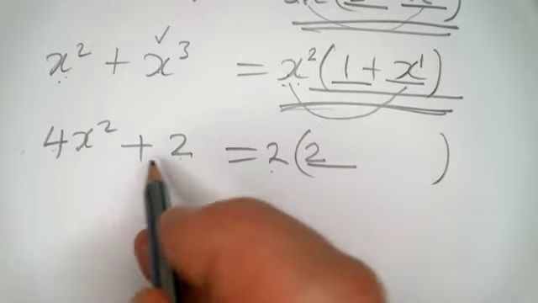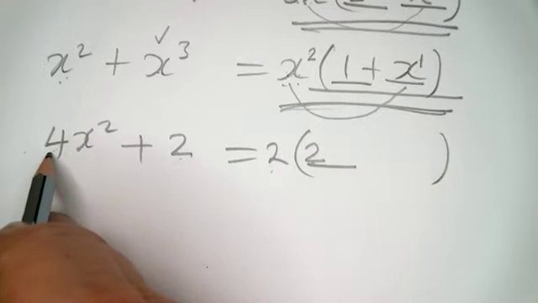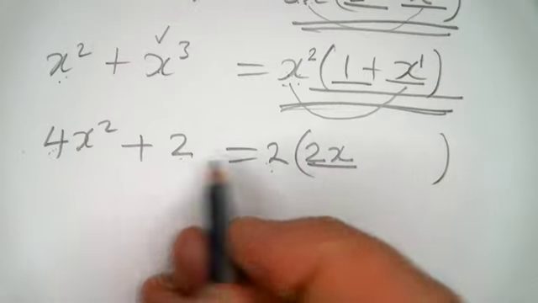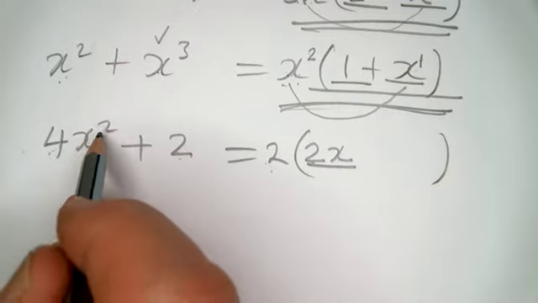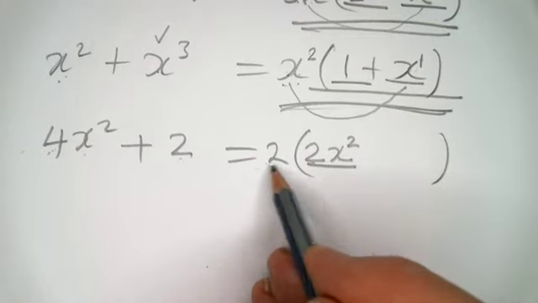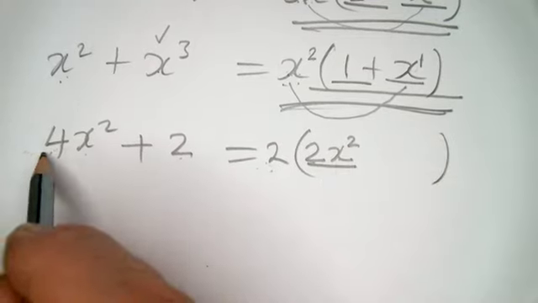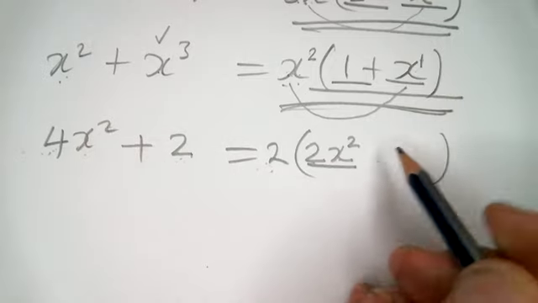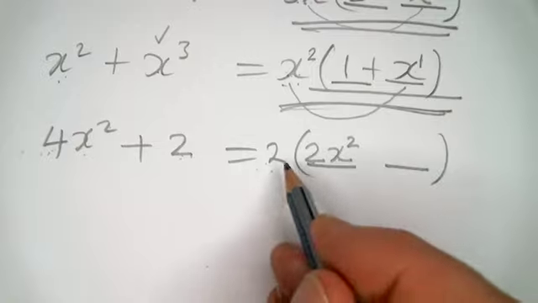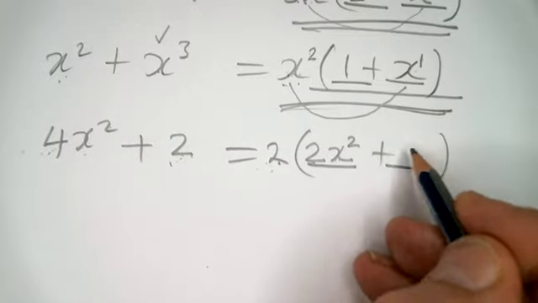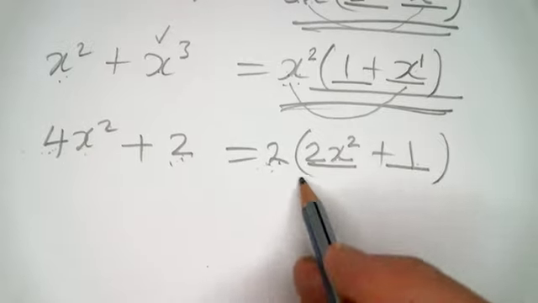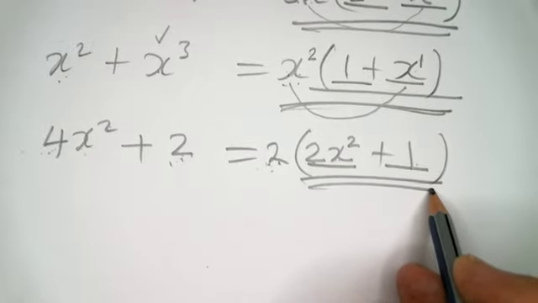Well, 2 times 2 would be 4. And if I put an x there, 2 times 2x would be 4x, but we need one more x. Here we go, put a squared there. 2 times 2x squared would be 4x squared. Now, what else have I got? Oh, I've got a 2 here. Well, what times 2 makes 2? Well, 1 times 2 makes 2. And there's my solution.